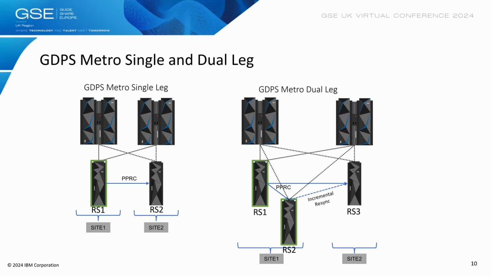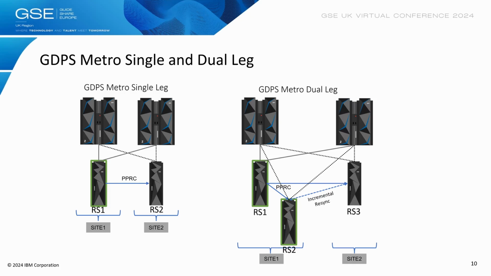In this case, RS2 and RS3. The remaining leg that we can see here between RS2 and RS3 is what we call the incremental resync leg. It means that it can benefit from the incremental resync capability to resynchronize mirroring between RS2 and RS3 without having to do a full copy.